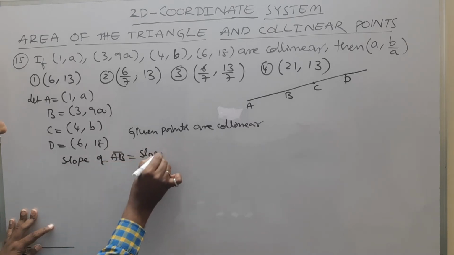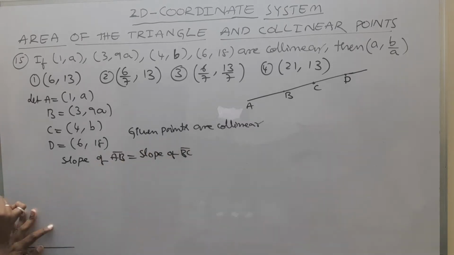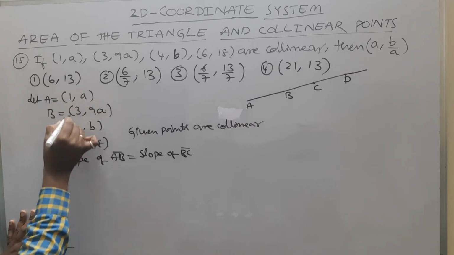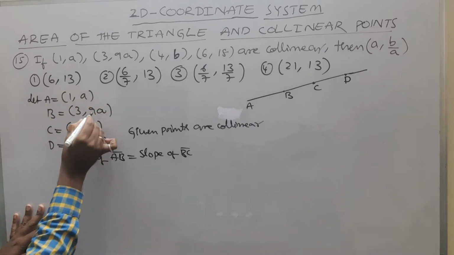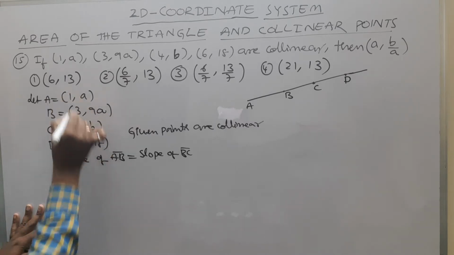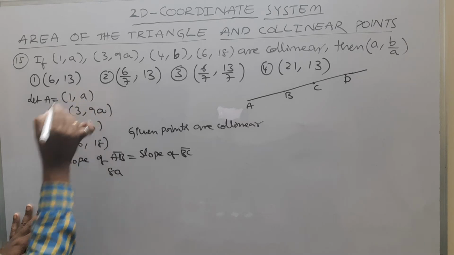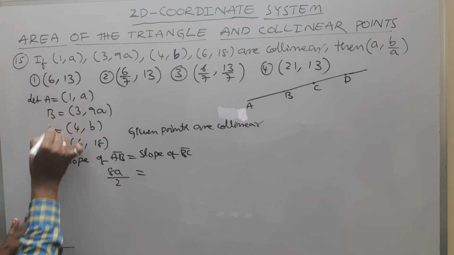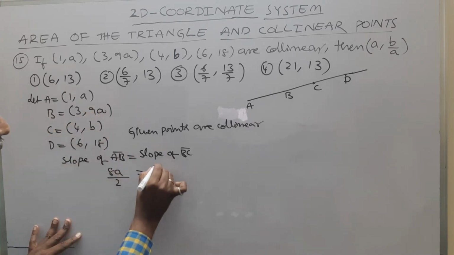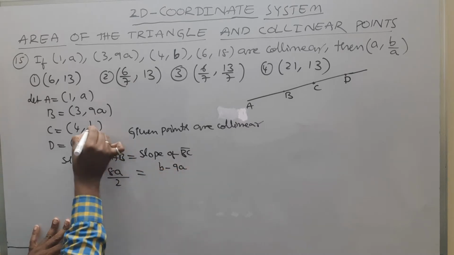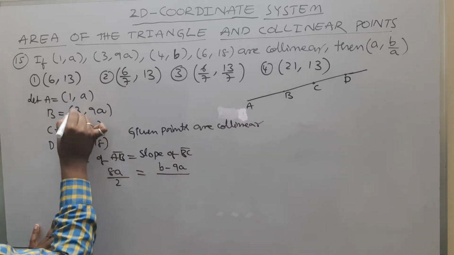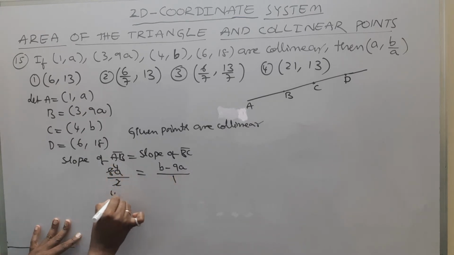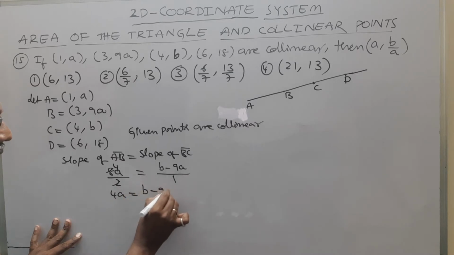Slope of AB, this is (x1, y1), this is (x2, y2), formula (y2 minus y1) by (x2 minus x1). Directly apply: (9a minus a) is 8a, by (3 minus 1) is 2, equal to slope of BC, (b minus 9a) by (4 minus 3) is 1. Here 2 ones are 2 and 8a by 2 gives 4a, so 4a equal to b minus 9a.